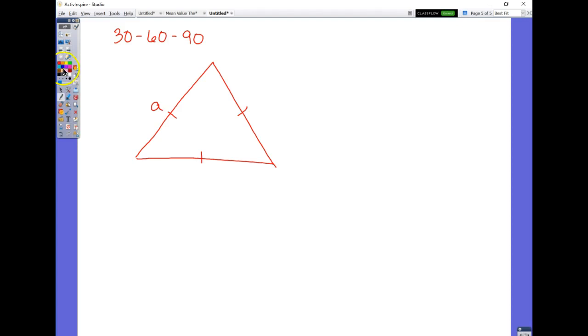What I can do is realize if this is a 30-degree angle, and if I draw a vertical line along here, then theoretically if this is perfect and this is a 90-degree angle, this should be half of that A. So this would become 1/2 A. And all we'd have to do is figure out what on earth is that last side. Utilizing the Pythagorean theorem, we could say that A squared is equal to 1/2 A squared plus whatever this x squared is.